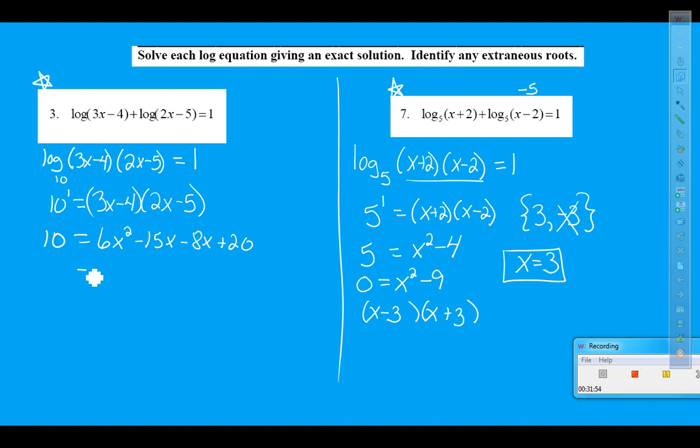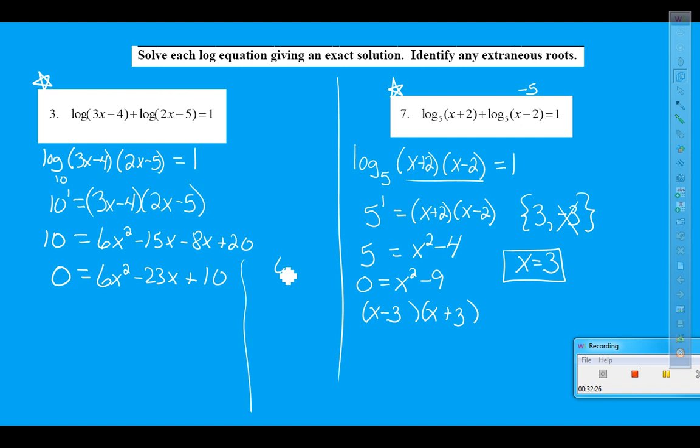I need to set it equal to 0, so here goes: 6x squared minus 23x plus, move the 10 over, and get a 10 equal 0. So there's where we are for a second. Now we have to factor this one. There's no shortcut to this one. To factor this, the a value is not 1, so I got to do this.